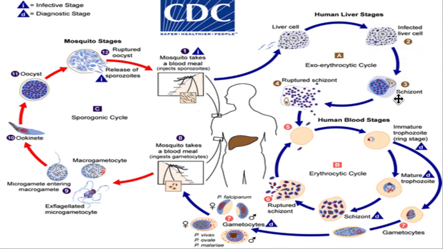In the liver cell, that's where it develops into this thing called a schizont, and the schizont ruptures these cells, and then they go into the bloodstream. After this they keep on rupturing these cells until they reach a trophozoite, which is a ring stage. After this trophozoite, it goes into a gametocyte, and then it can spread from mosquito to humans. And this is just a graph from the CDC.